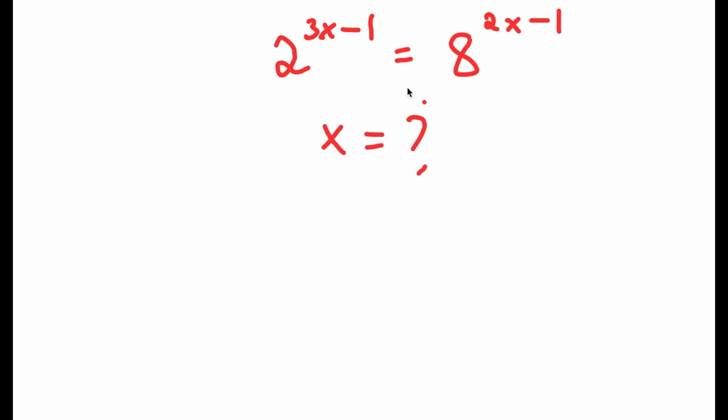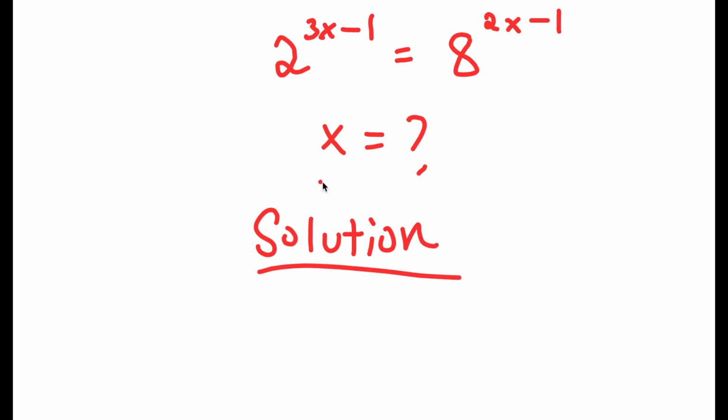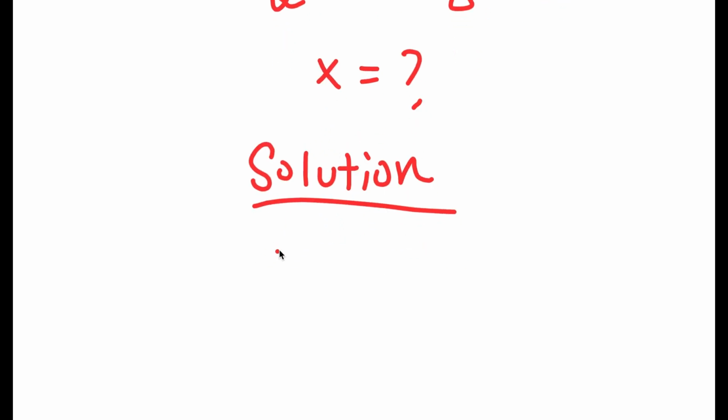Alright, so in this problem, I have 2^(3x-1) is equal to 8^(2x-1). So, I want to find the value of x in this problem. So for my solution, I'm going to first start by rewriting my equation. So my equation was 2^(3x-1) is equal to 8^(2x-1).